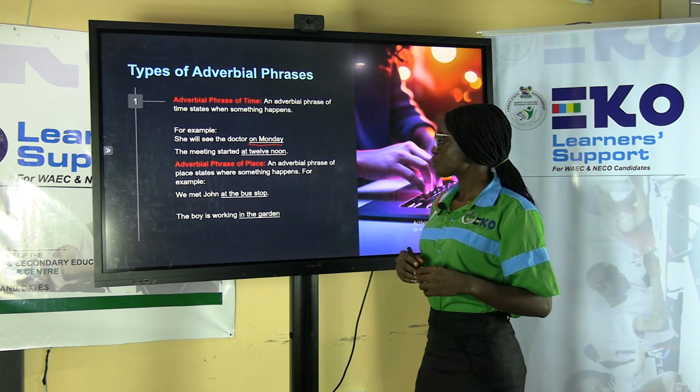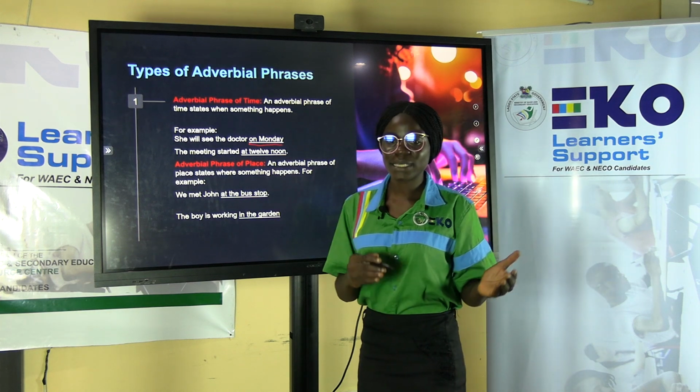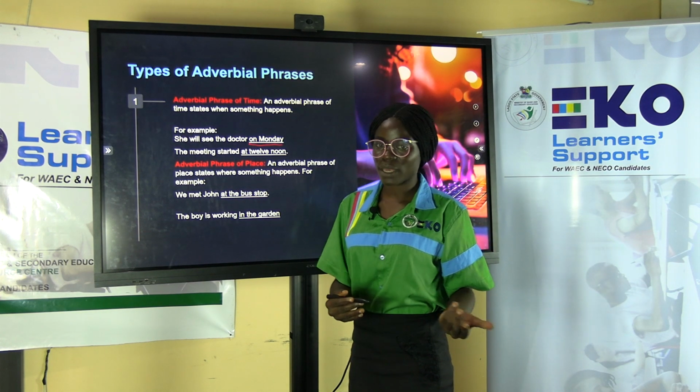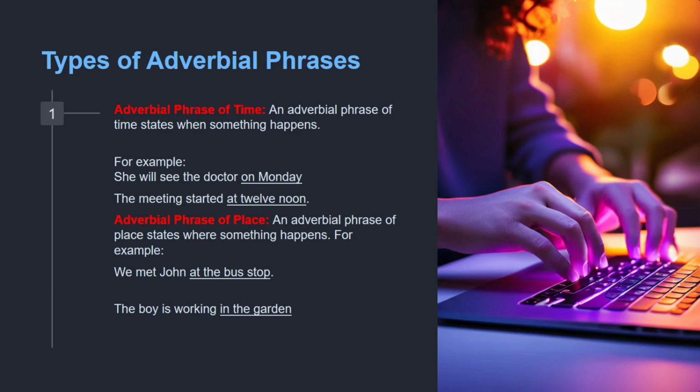Adverbial phrase of place. Place answers the question where. Look at the first example we have. We met John at the bus stop. Where did we meet John? We met John at the bus stop. So when you ask the question where, you arrive at adverbial phrase of place.